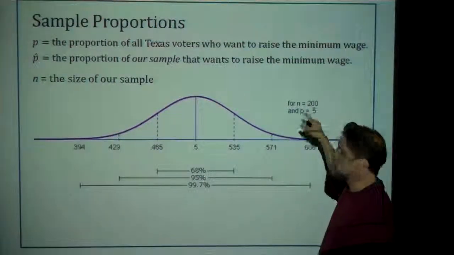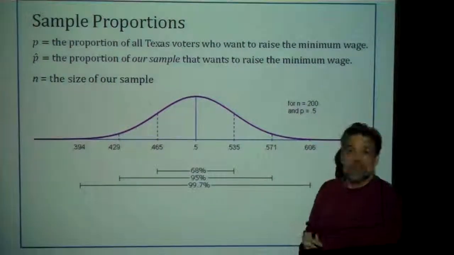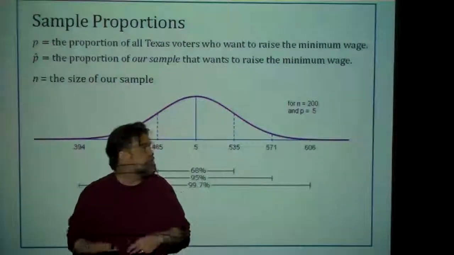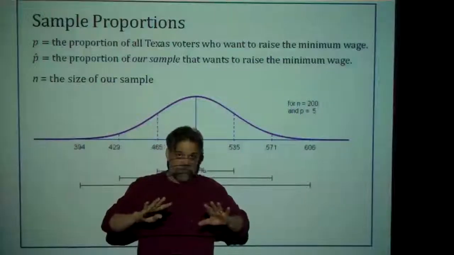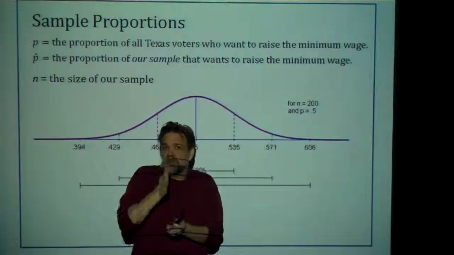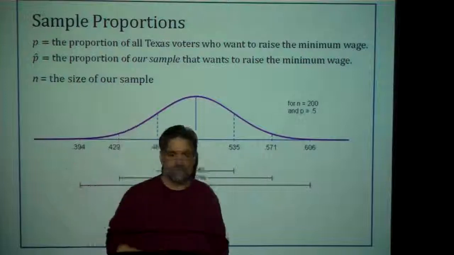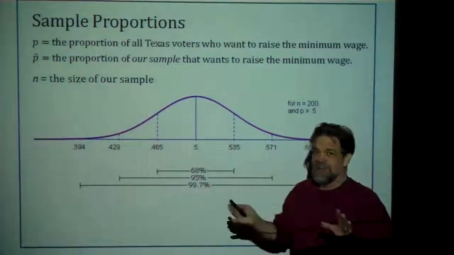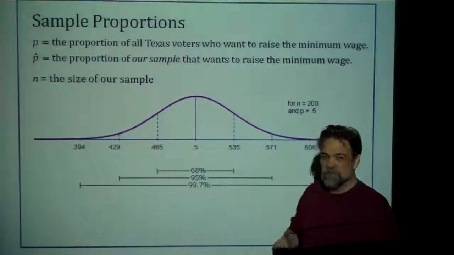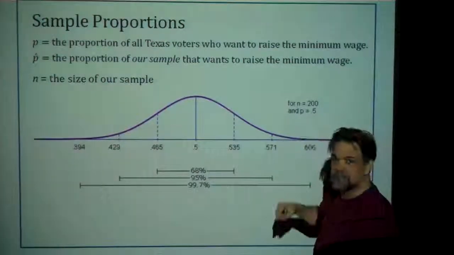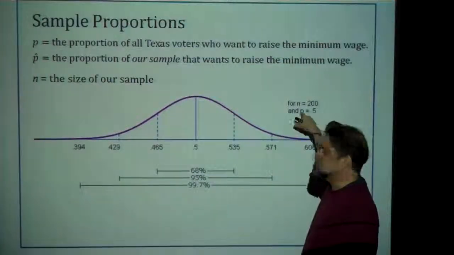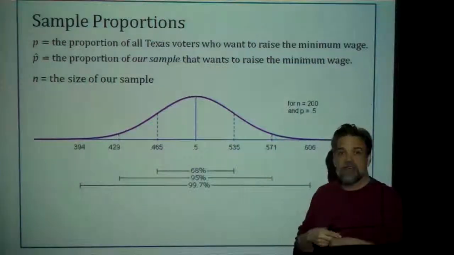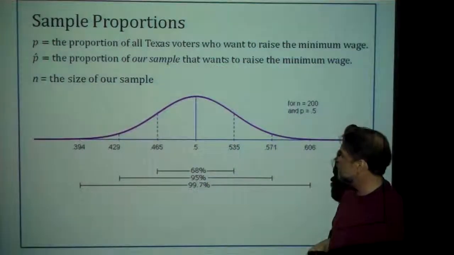Let's say that I went out and I asked 200 people, and let's also say the truth of the matter is I got no clue how many Texans want to raise the minimum wage. So I just figured to not upset anybody, to not offend anybody, I'm just going to choose the number right in the middle. And I'm going to say 50%, okay? So 50% say yes, 50% say no. Again, I don't know, so don't call me up and say, you don't know what you're talking about. In this particular case, you're right. I don't know what I'm talking about. But we're just going to assume it's 0.5 for now. So n is 200, p is 0.5, and I go out and I do my sample.